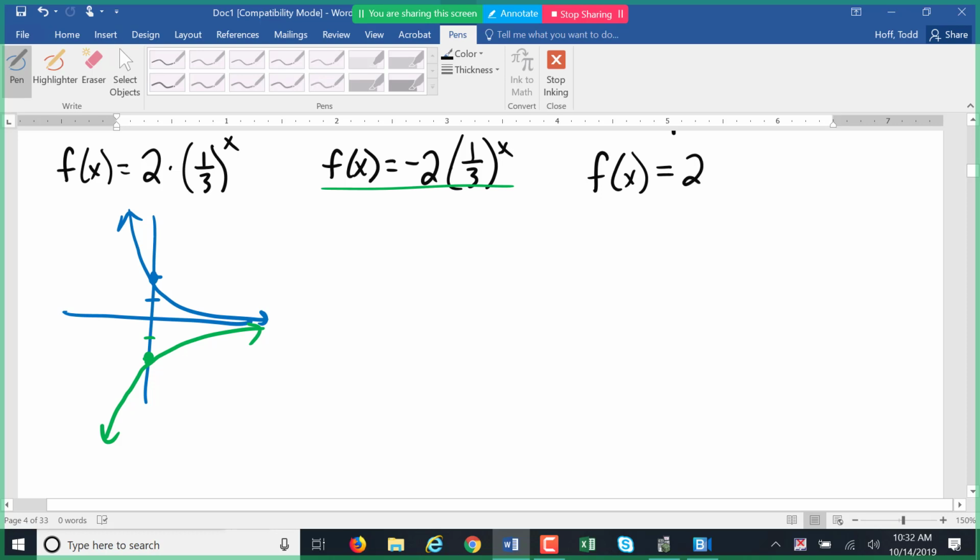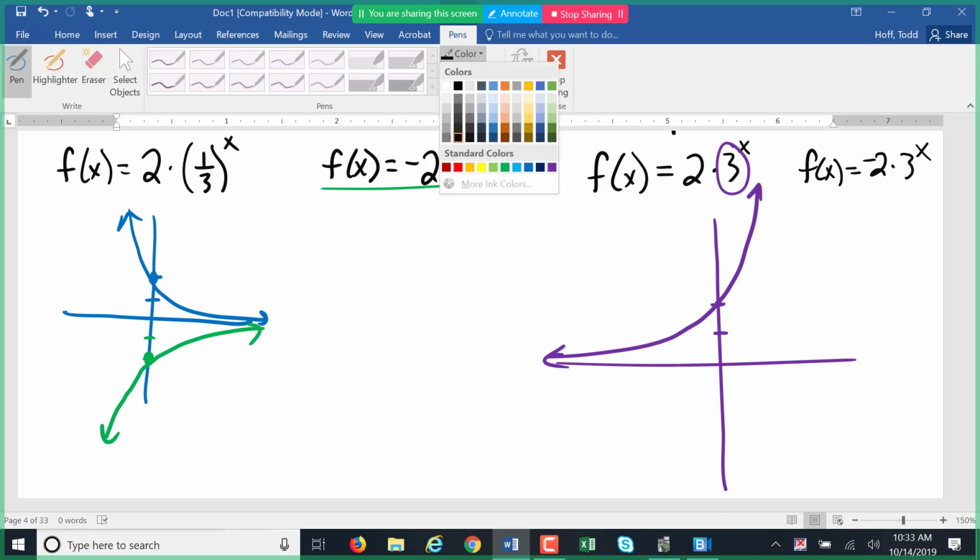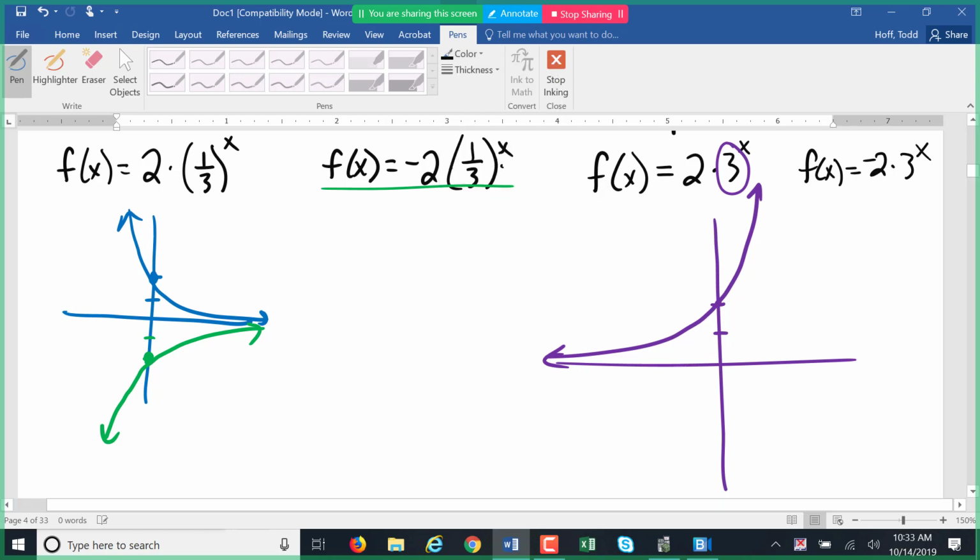f of x equals 2 times 3 to the x. So again, two things going on here. 3 is my value of little a. That means it's bigger than 1, which means it's going to tail to the left. The tail's over here. The 2 means I'm going to go through 2 instead of 1. Looks something like that. If I had f of x equals negative 2 times 3 to the x, we'll take that same graph and flip it over.